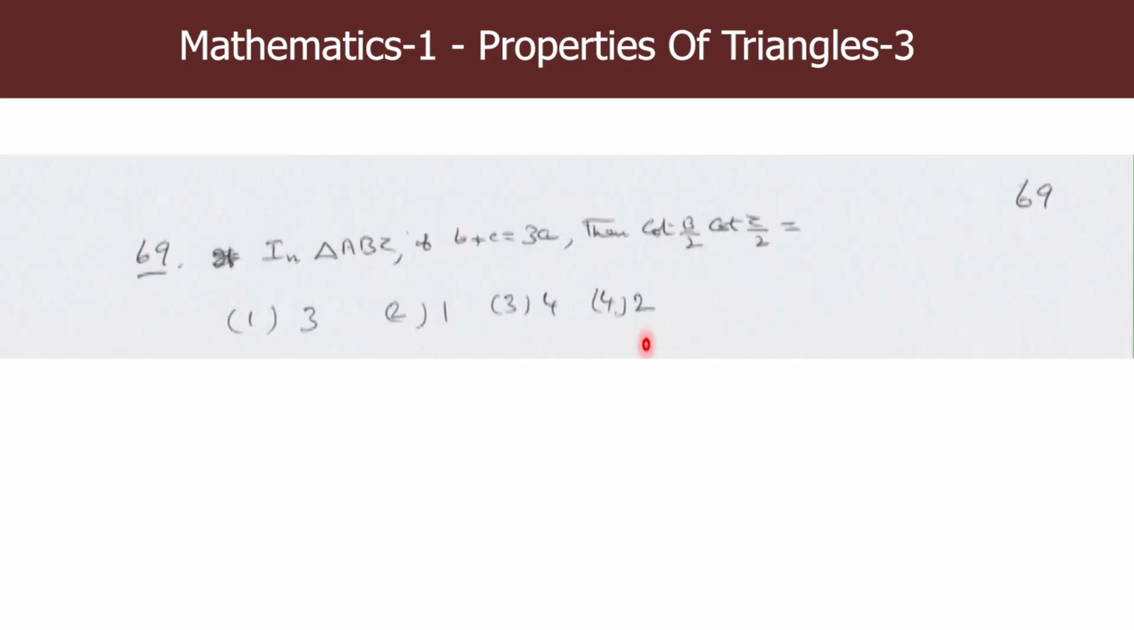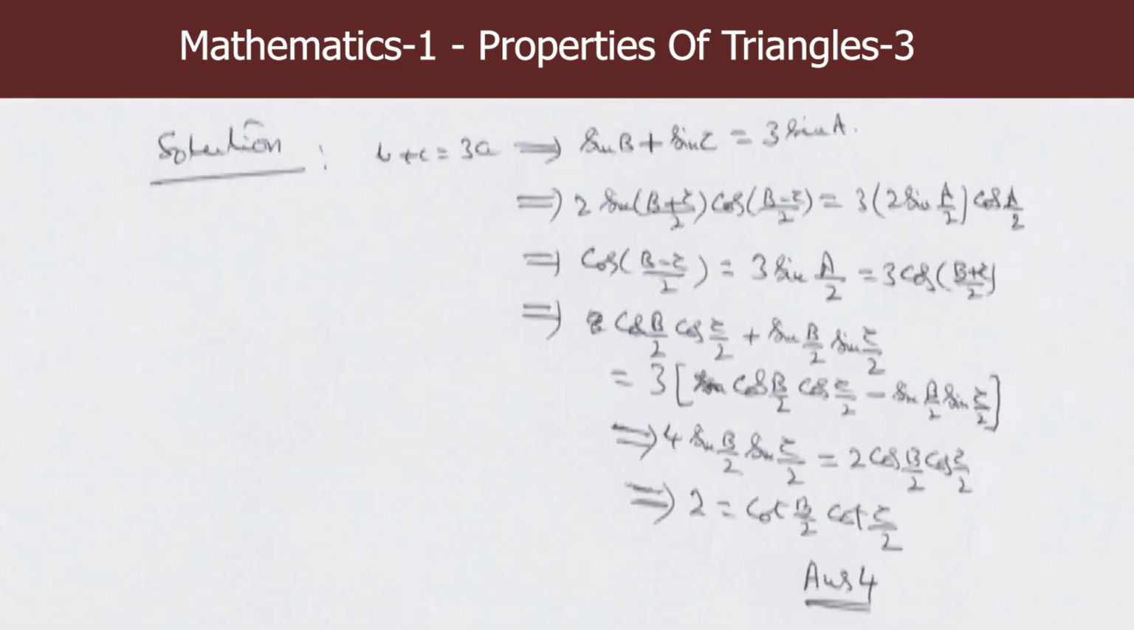69. In triangle ABC, if B plus C is equal to 3A, then cot B by 2, cot C by 2 is equal to: options 1, 3, 2, 1, 3, 4, 4, 2. Now B plus C is equal to 3A implies sin B plus sin C is equal to 3 sin A. Now simplify using sin B plus sin C is 2 sin (B plus C) by 2 into cos (B minus C) by 2. So that is 2 sin (B plus C) by 2 into cos (B minus C) by 2 is equal to 3 into 2 sin A by 2 cos A by 2.